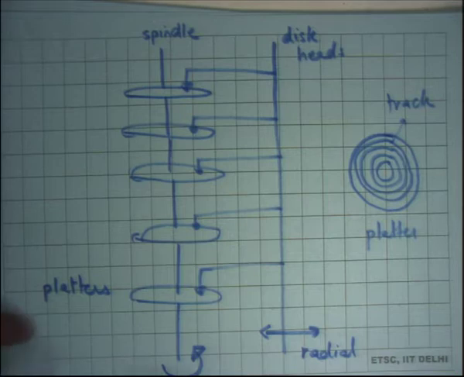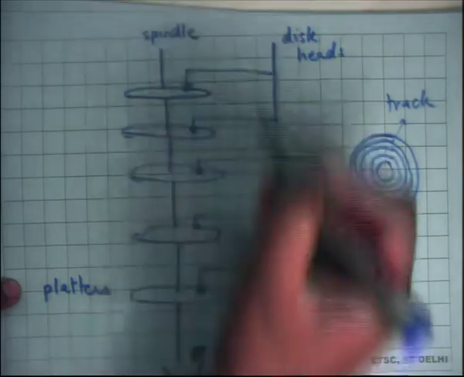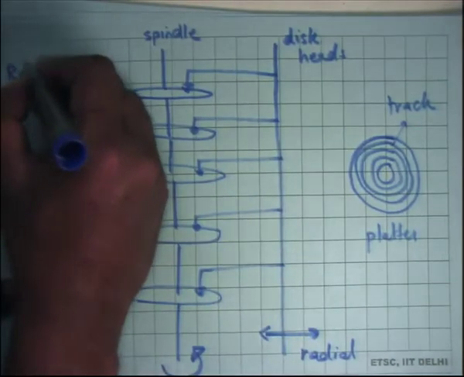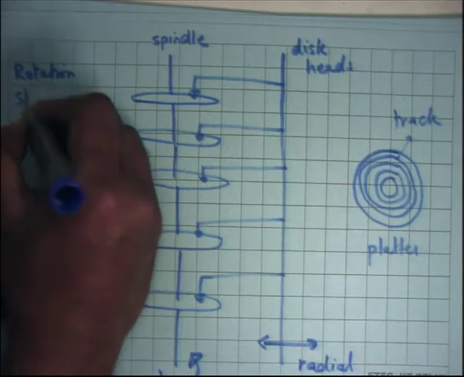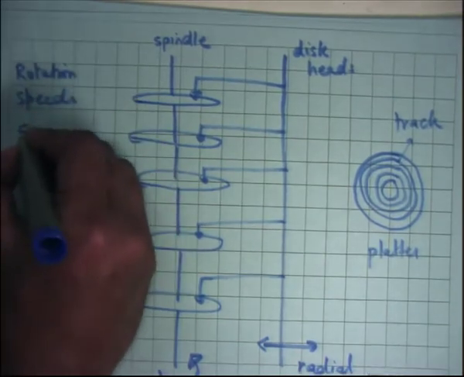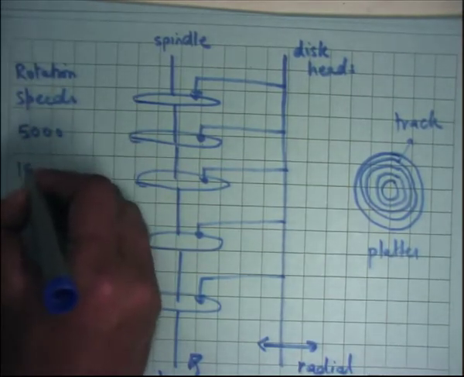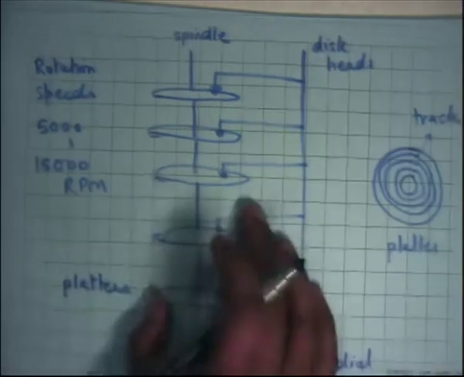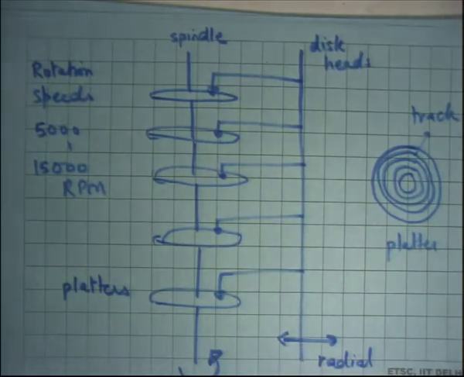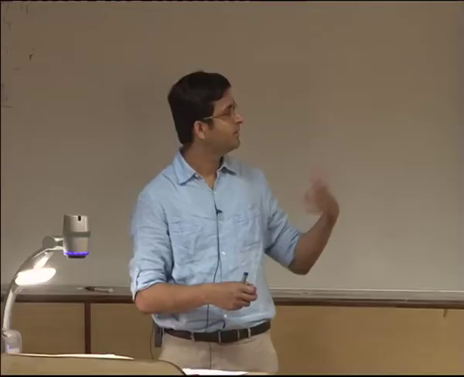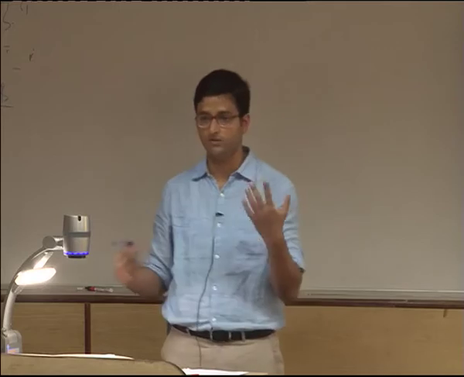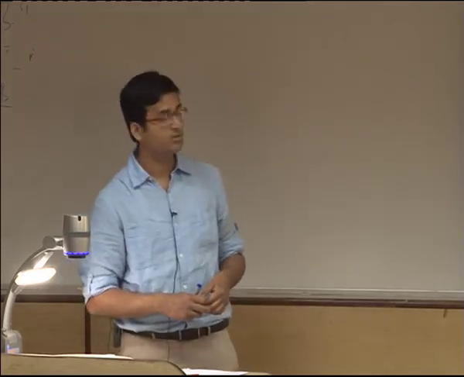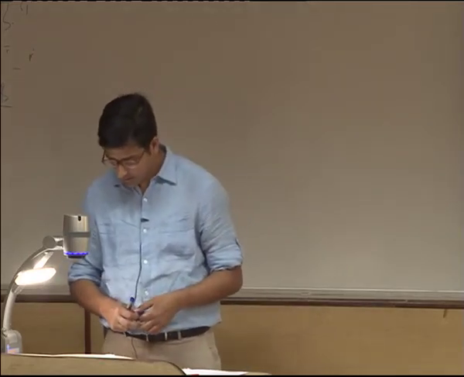So typical rotation speeds of a disk are 5,000 to 15,000 RPM, revolutions per minute. If you have a laptop, some kind of mobile hard disk, then it will be slower. It will do 5,000 RPM. If it's an enterprise grade hard drive, then it will be faster. So the typical range is between 5,000 to 15,000 RPM.